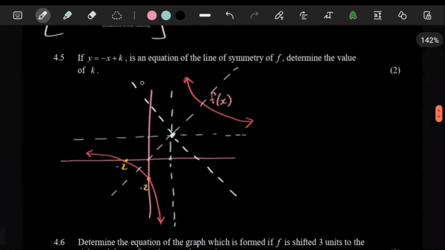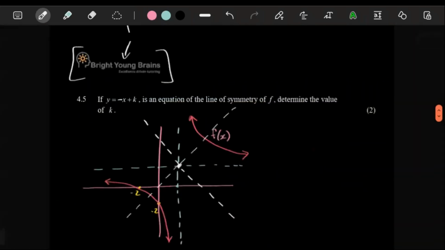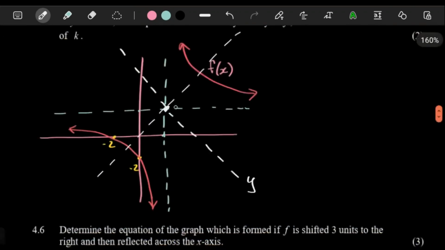But anyways, you have two lines of symmetry, right? One has a negative gradient. The other one has a positive gradient. Now, they are talking about the line of symmetry that has a negative gradient, because one thing we know for sure is the gradient will either always be a positive 1 or a negative 1. So since we're talking about y is equal to negative x plus k, this is the line that we're talking about, right? y is equal to negative x plus k.